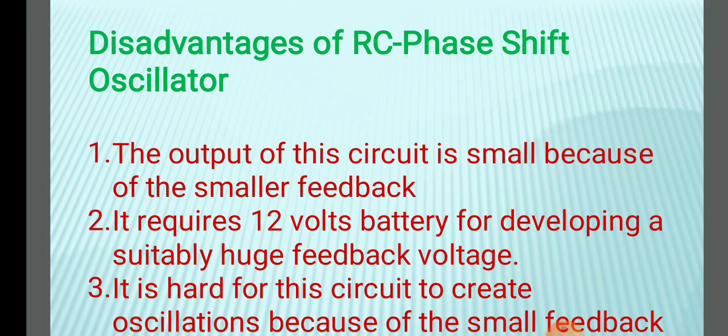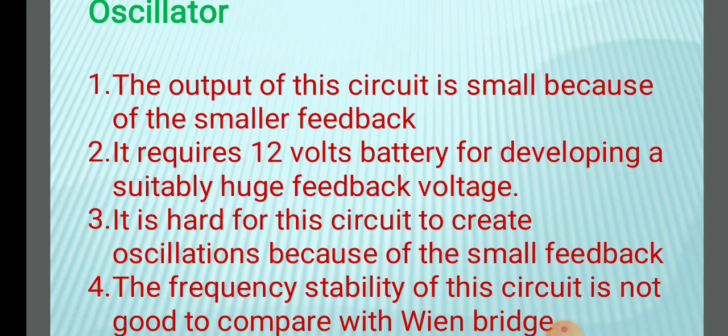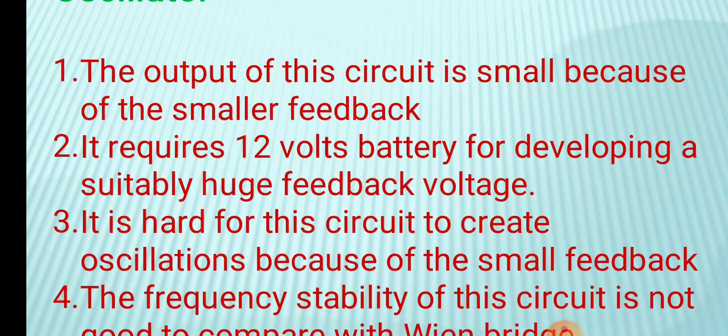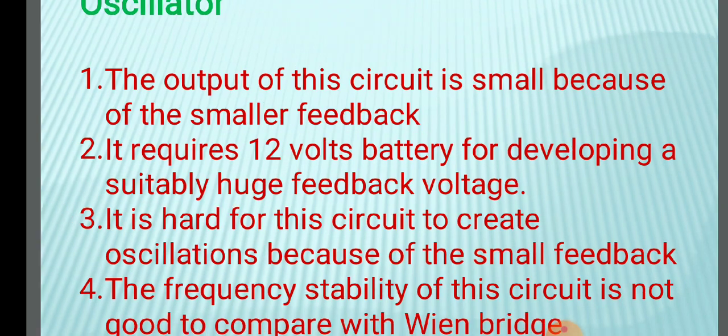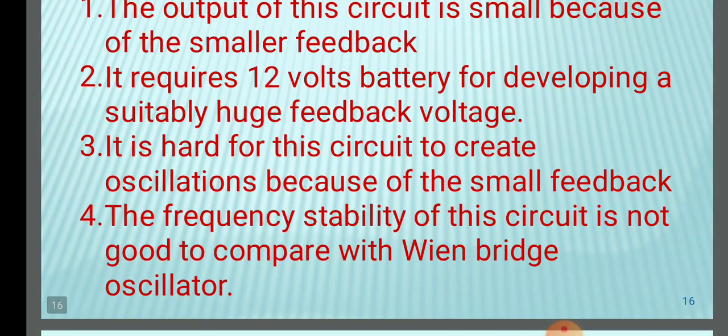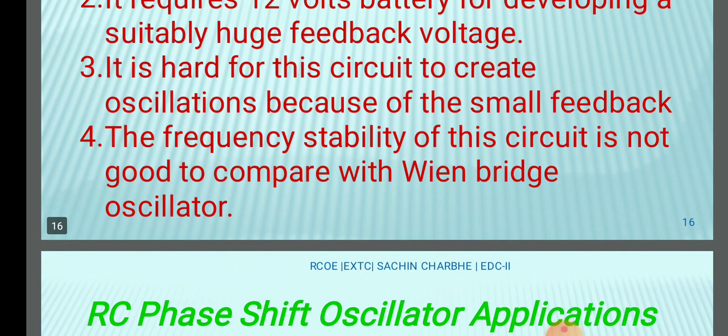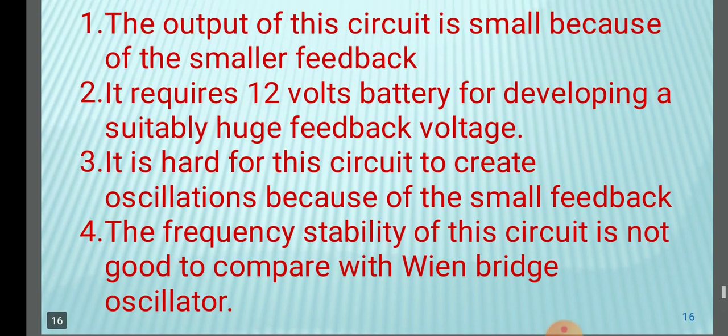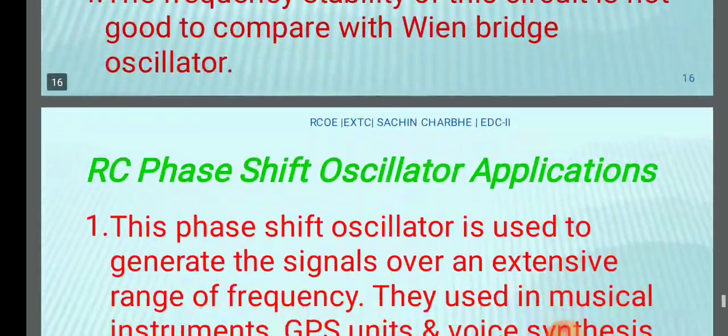Now there are some disadvantages of RC phase shift oscillators. There are four disadvantages. The output of this circuit is small because of smaller feedback. It requires a 12-volt battery or power supply for developing a suitable feedback voltage. It is hard for this circuit to create oscillation because of small feedback. Frequency stability of this circuit is not good compared to the Wien bridge oscillator. So these are the main disadvantages.